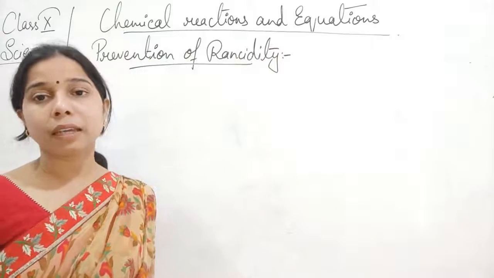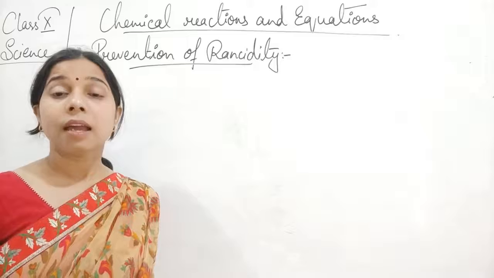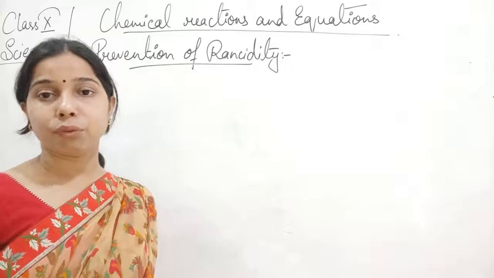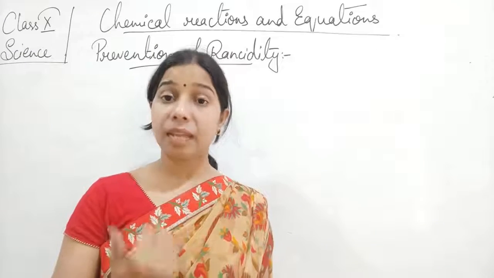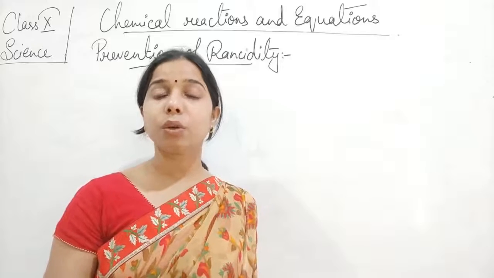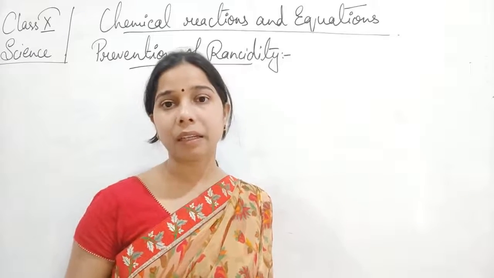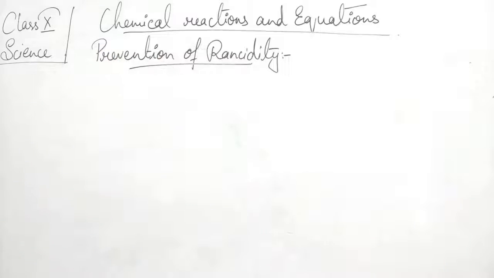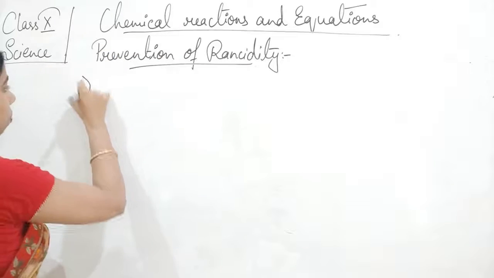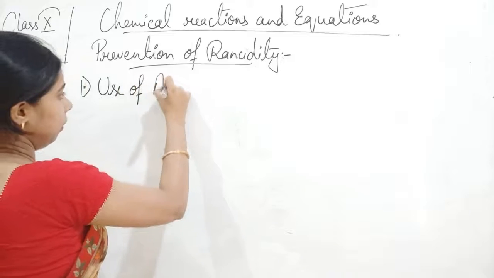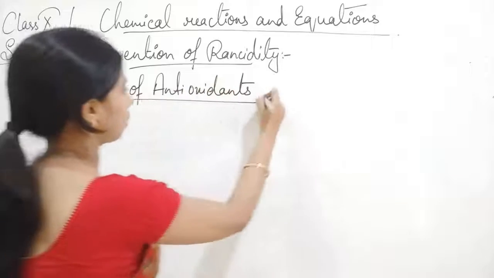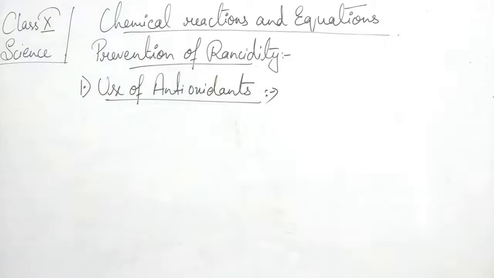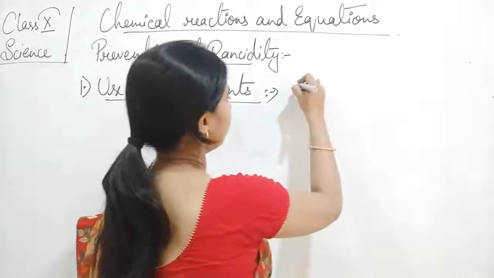You see, the first thing here we have seen is that in case of rancidity, there is an aerial oxidation of the food, oxidation of the fats or the oil present in the food. So, if we use antioxidants, that will prevent the oxidation, ultimately we are able to prevent the rancidity also. So, the first one is use of antioxidants.